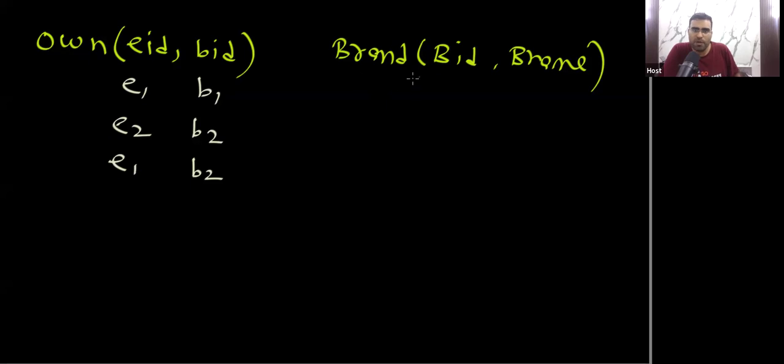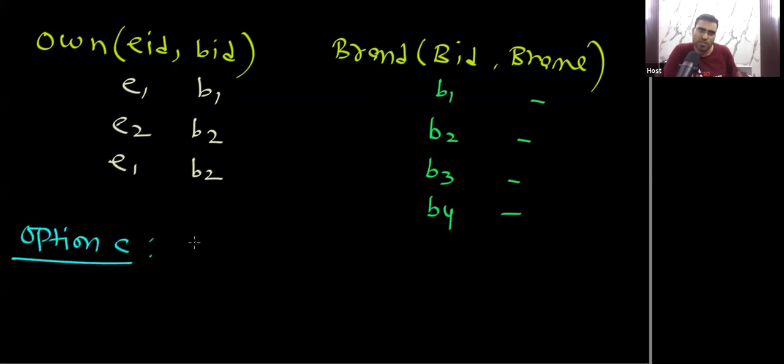Now you can see, let's assume in the brand table you have B1 also, you have B2 also, but you have B3, B4 also. Yes or no? Are you getting my point? So let's assume this is the situation. Now in this situation, what will be the output of option C? Option C will give you those employee IDs who own every brand which is owned by at least one employee. So option C outputs E1. Do you agree with me?